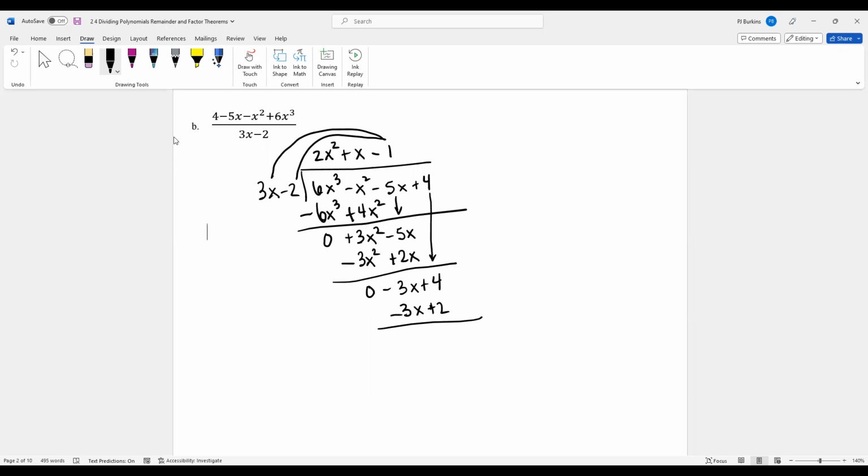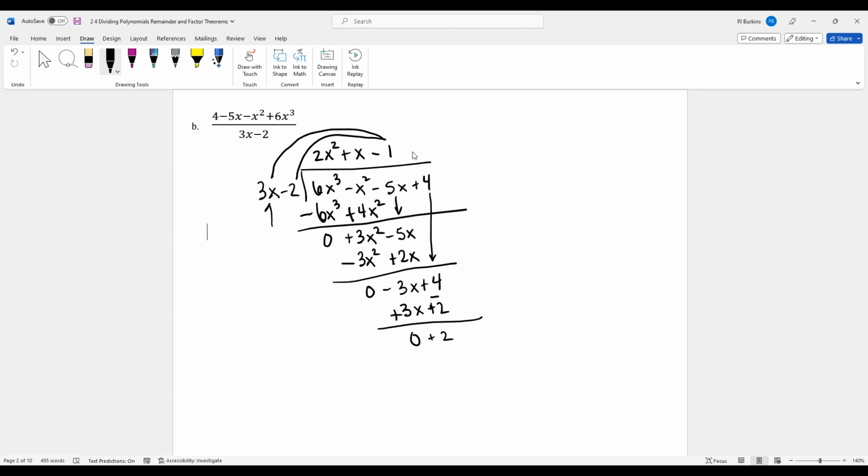Then I change the sign of everything, so this becomes plus and minus. Add down the columns: negative 3x plus 3x is 0, and 4 minus 2 is 2. Now, here I often get the question, when do I know to stop?